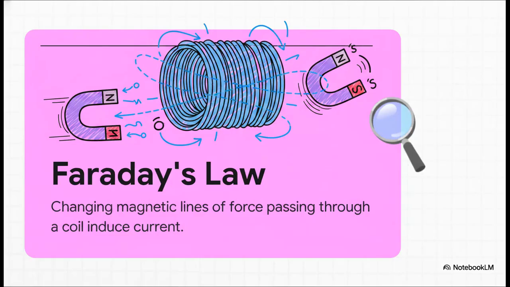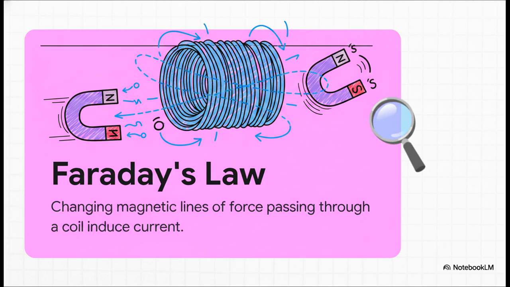So let's pin down the formal definition. Faraday's law of induction states that whenever the number of magnetic lines of force passing through the coil changes, current is induced in the coil. Now, the absolute magic word here is changes. If you just hold the magnet perfectly still inside the coil, absolutely nothing happens. Zero current. It's that physical movement, the continuous changing of those invisible magnetic lines cutting across the wire that actually creates the electricity.